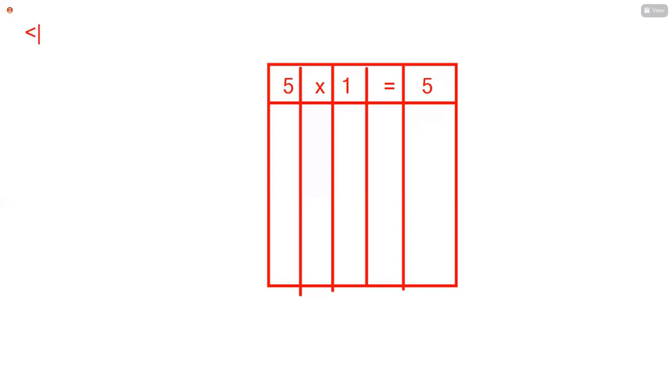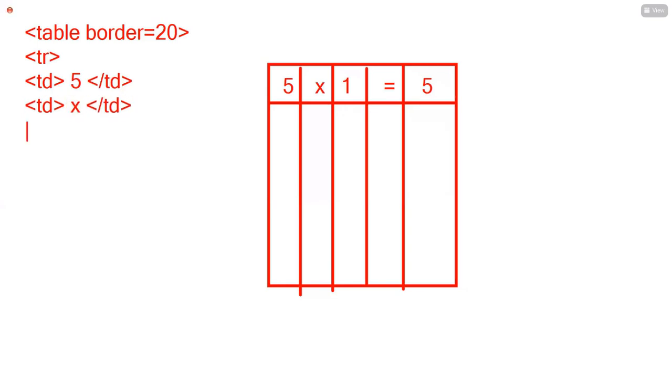Table, some border equal to something, 20 pixels or 30 pixels, some border. After that, the first row. Next, TD, something like 5. Again, TD, like 5. Table data close. Now TD into. Let's write it now.